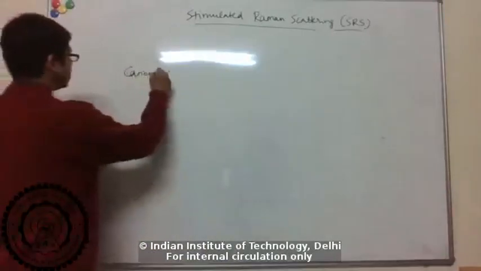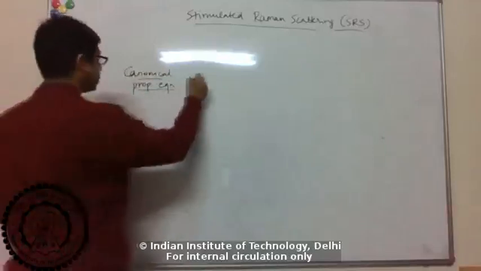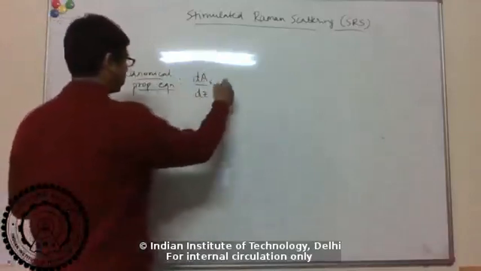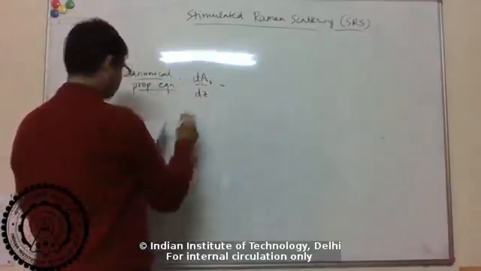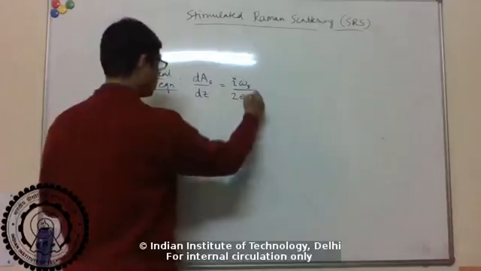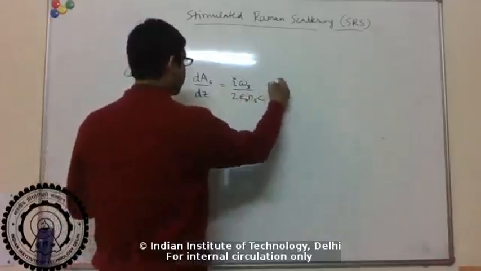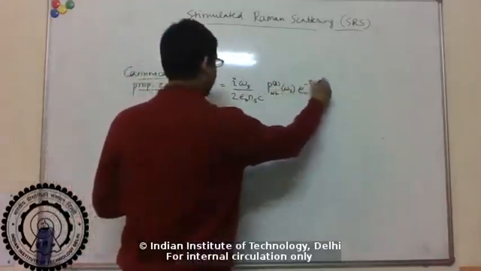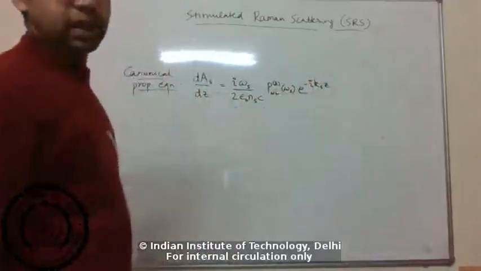So to remind you, the canonical propagation equation of nonlinear optics, right? So let's say I'm writing this for the Stokes wave, so I have a subscript S for Stokes. Right, so this is a familiar canonical propagation equation. We've seen this many times, right?